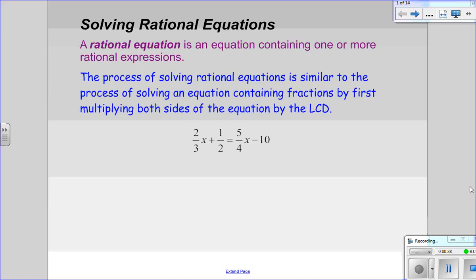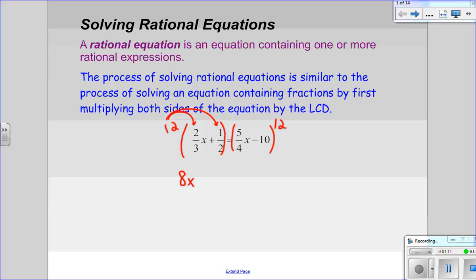If we have this equation that contains multiple fractions, we multiply both sides of the equation by the least common denominator of 3, 2, and 4, which would be 12. And when we distribute that 12 to all of the terms, we'll eliminate all of our fractions. So to do that, remember, you distribute it, first divide the 12 by the denominator, and then multiply it by the numerator. So 12 divided by 3 is 4, times 2 is 8x.